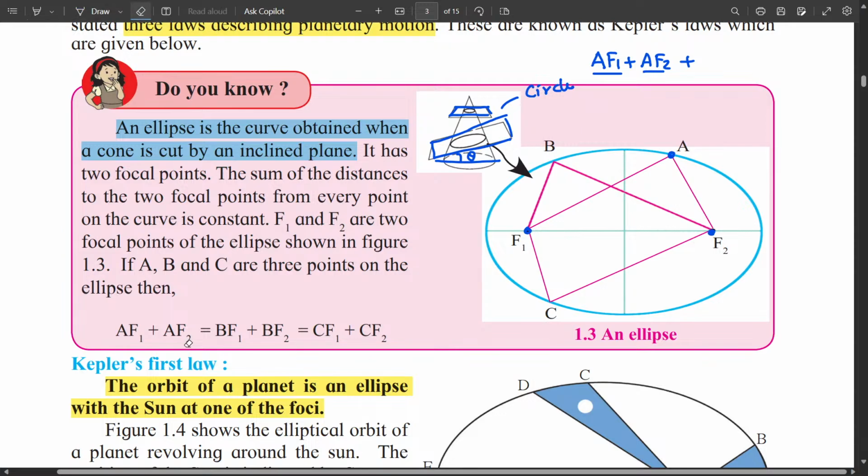Then this addition will be equal to BF1 plus BF2. That means B is another point on the ellipse, BF1 and BF2, and that will be again equal to CF1 plus CF2, where again C is another point on the ellipse. So the addition of distances of any point on the ellipse from the foci is always equal. So this is the property of the ellipse.